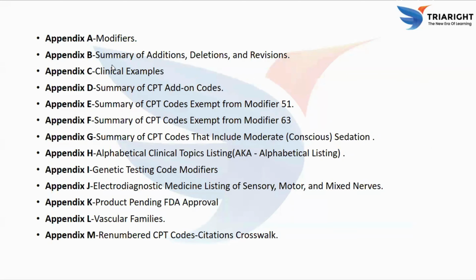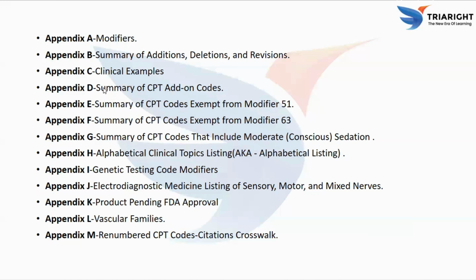Coming to Appendix B, summary of additions, deletions and revisions. This shows what changed from last year. It helps the coders to stay up to date and it is useful for exams as well as audits. So which CPT codes are new and deleted this year? Appendix C contains clinical examples. It gives real life clinical scenarios. It helps beginners to understand how a code is used in practice. This is best for students who struggle with the theory.